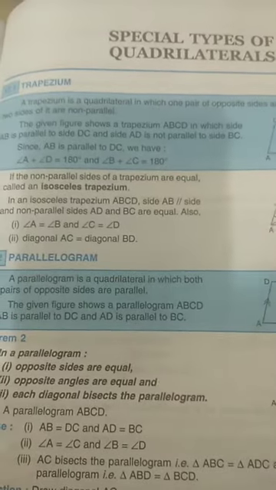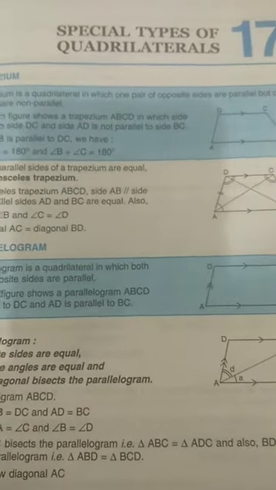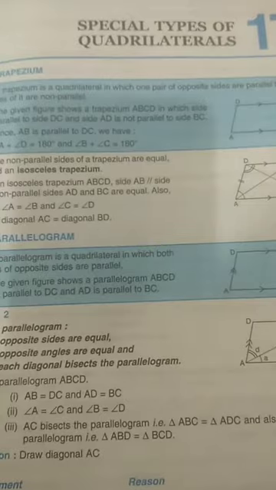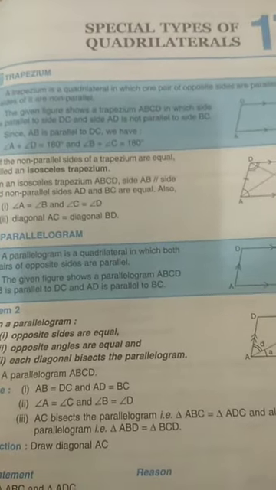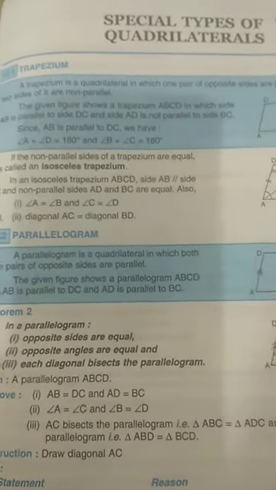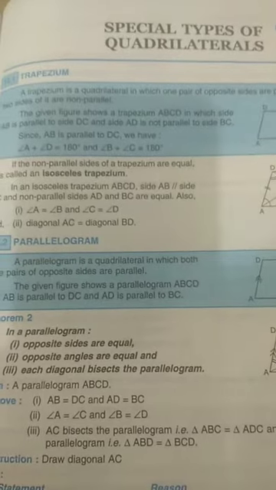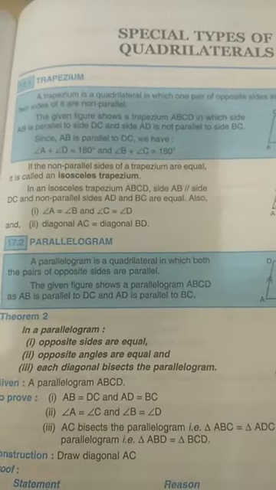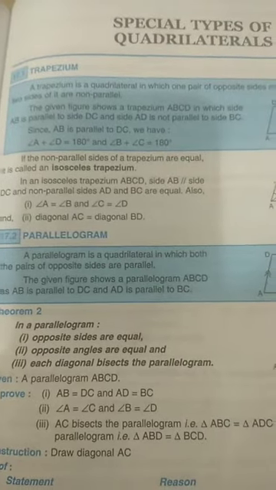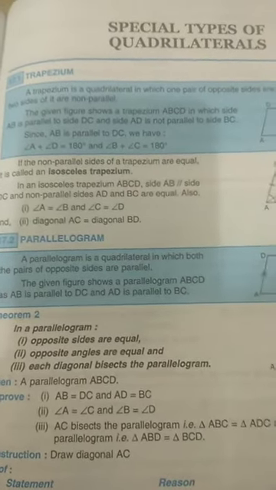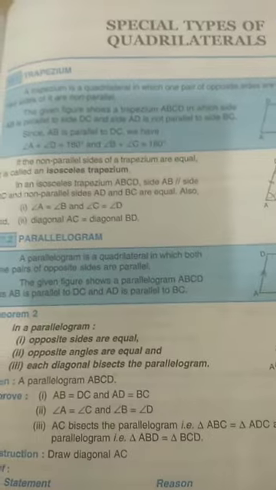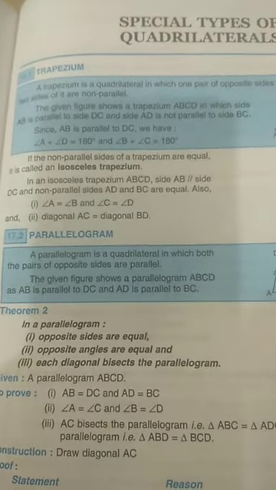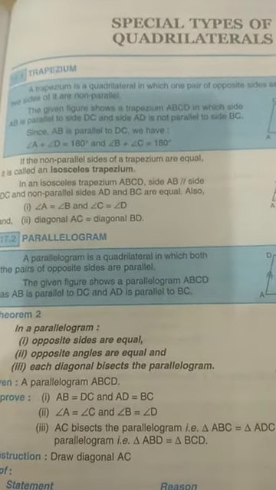Student, in this video we shall study the next chapter, that is special types of quadrilaterals, and in this we are going to learn about the properties of some of the quadrilaterals, that is four-sided figures: trapezium, parallelogram, rectangle, square, rhombus, and kite.